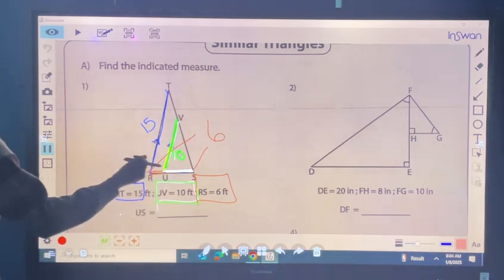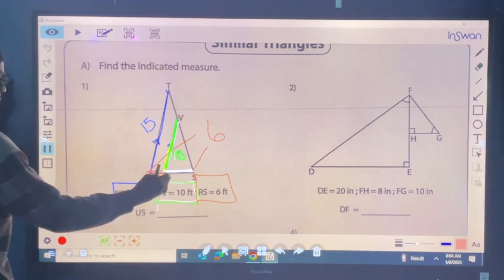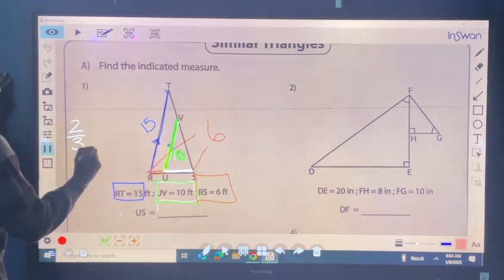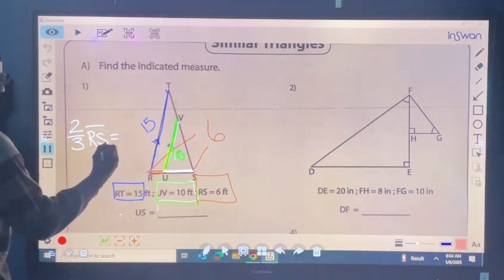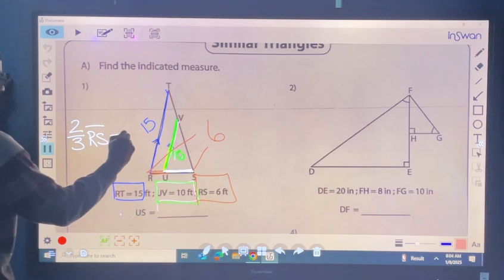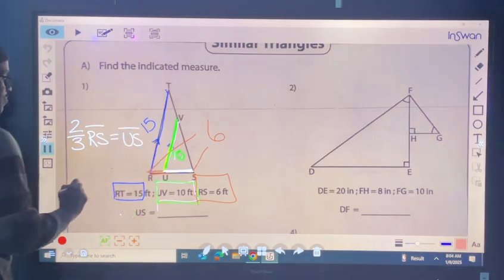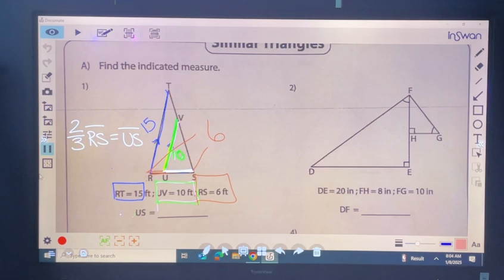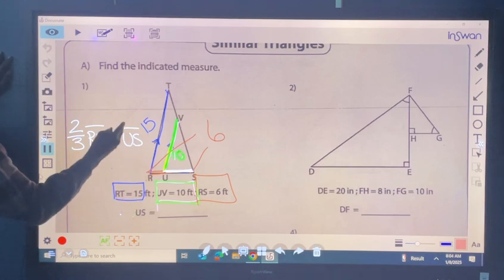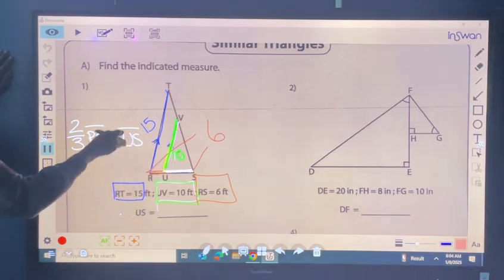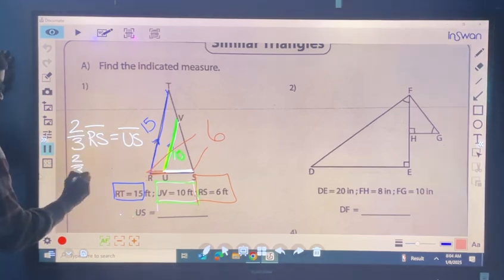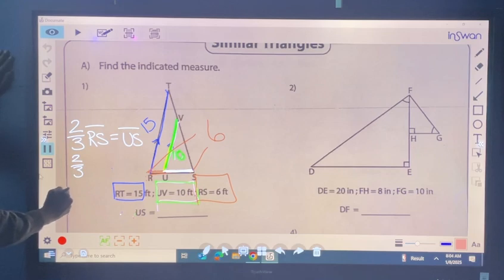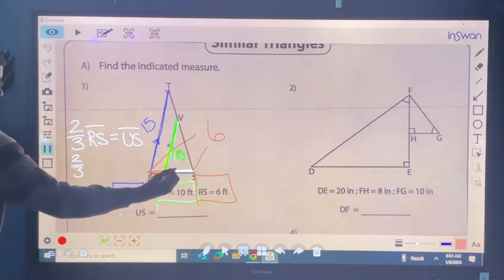Thank you. All right. So 2/3, I would say 2/3 of RS. 2/3 of this distance RS equals what? Well, 2/3 of the distance RS gives us US. Let me pause right there to see if y'all can understand that. 2/3 of this entire distance RS equals US, which we happen to be looking for. RS is valued at what? Line segment RS is valued at what?